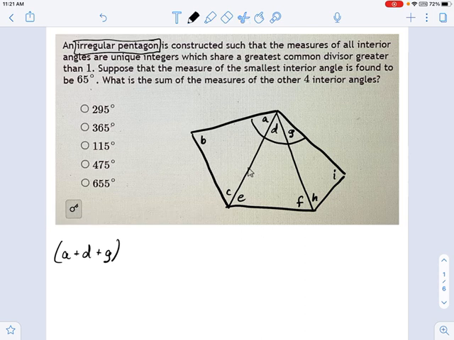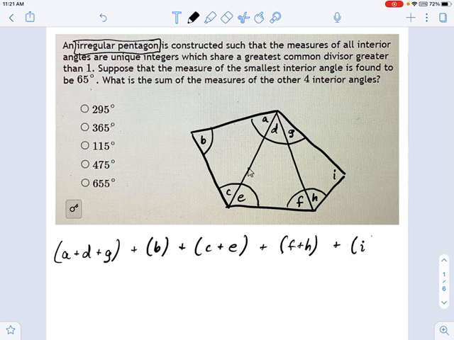So if I add that angle to B, this angle right here, to C plus E, these angles right here, to F plus H, this angle right here, and to the angle I, that is what I'm looking for. That's the sum of the interior angles of the pentagon. And what I've done is I've just added A plus B plus C plus D plus E plus F plus G plus H plus I in a different order. I've mixed the order all around. You'll notice none of these angles are being added more than once.